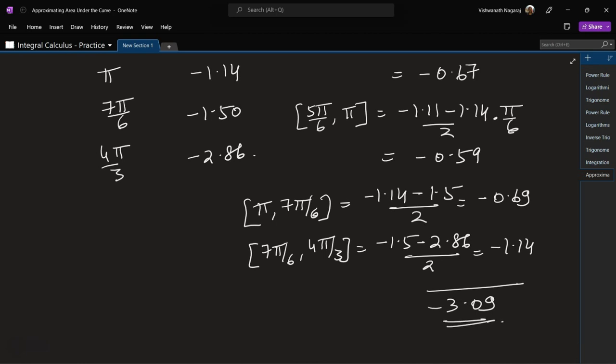So mathematically, the area is minus 3.09. But again, depending on the context, you would take the absolute values. So that is approximating area under the curve. That's it. Bye.